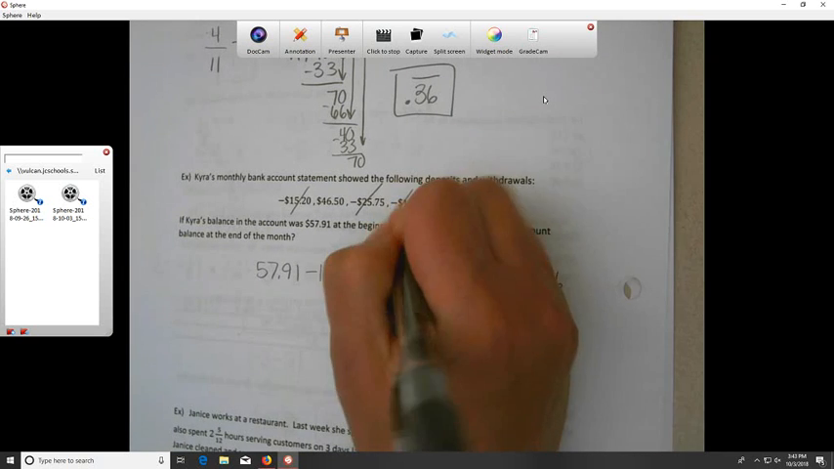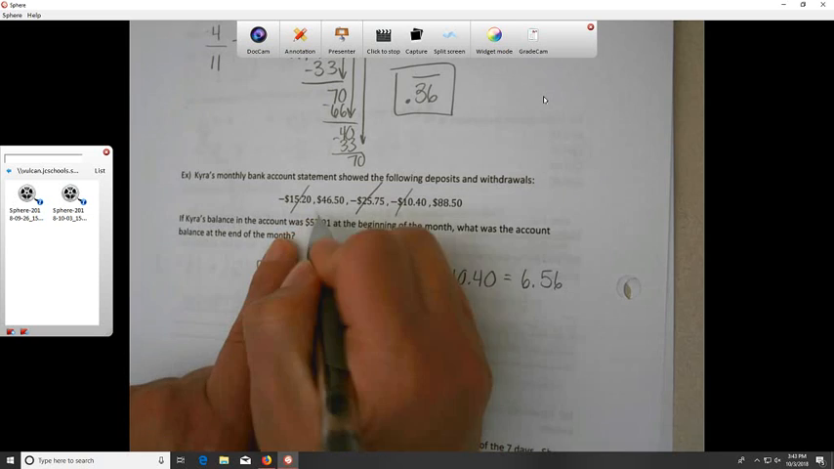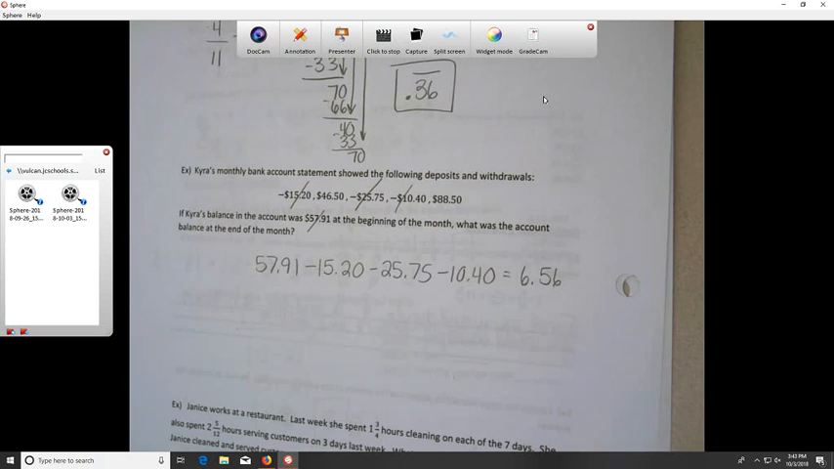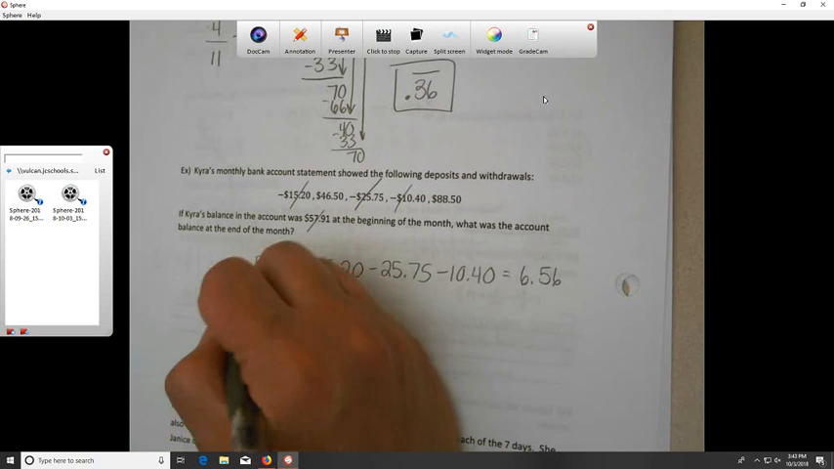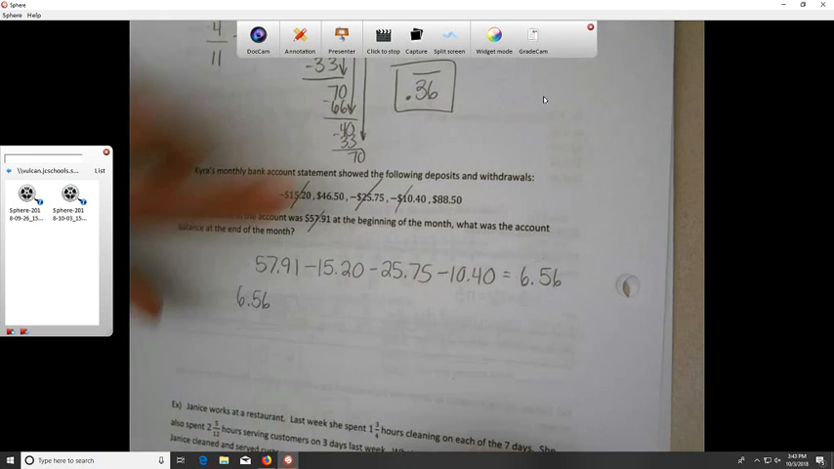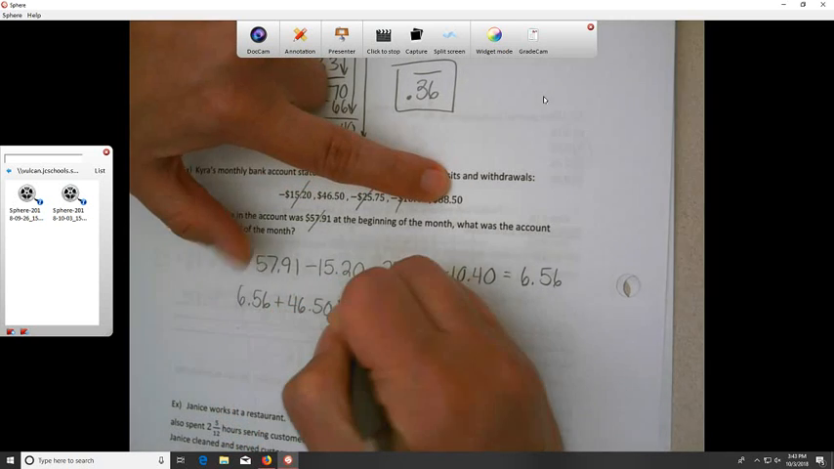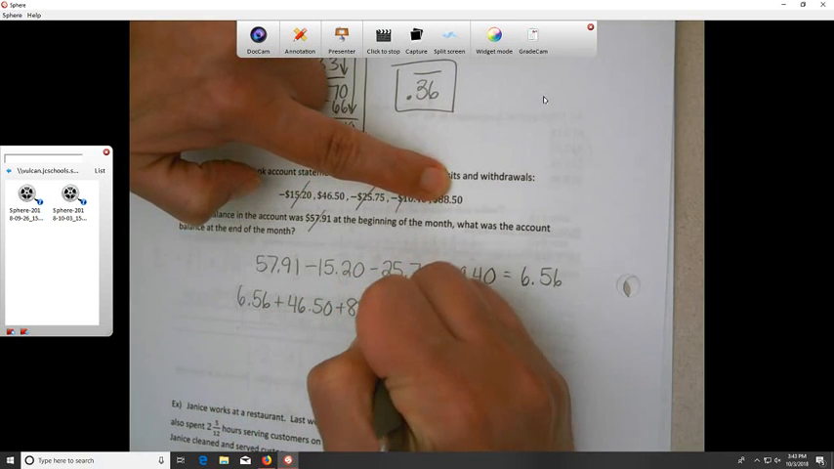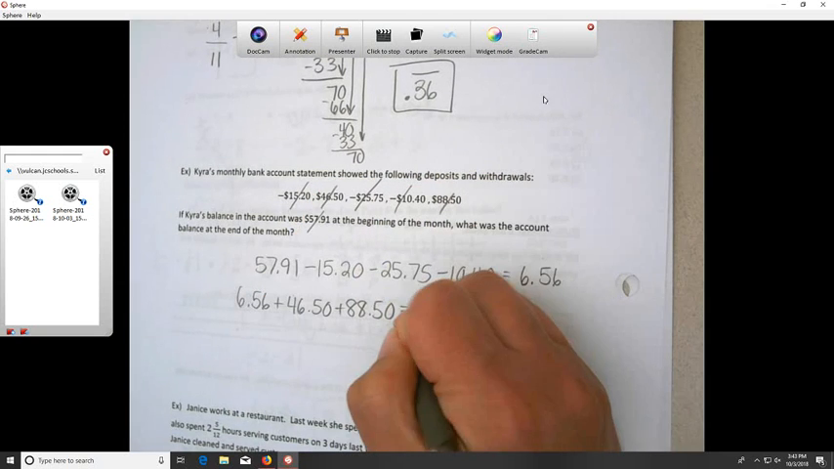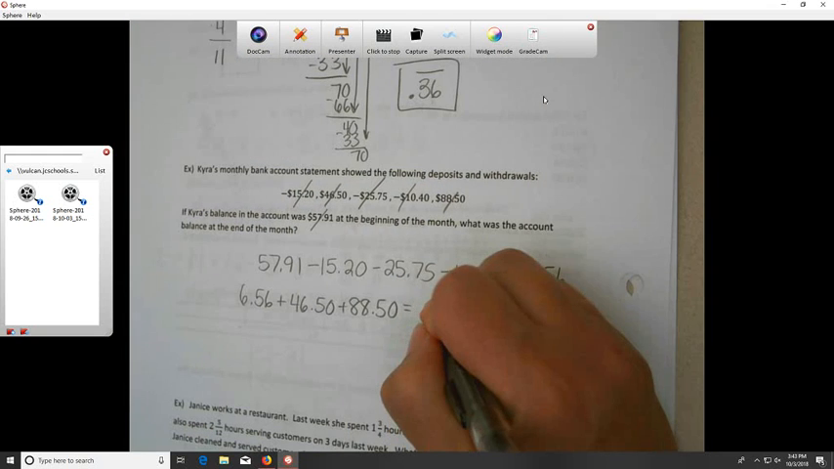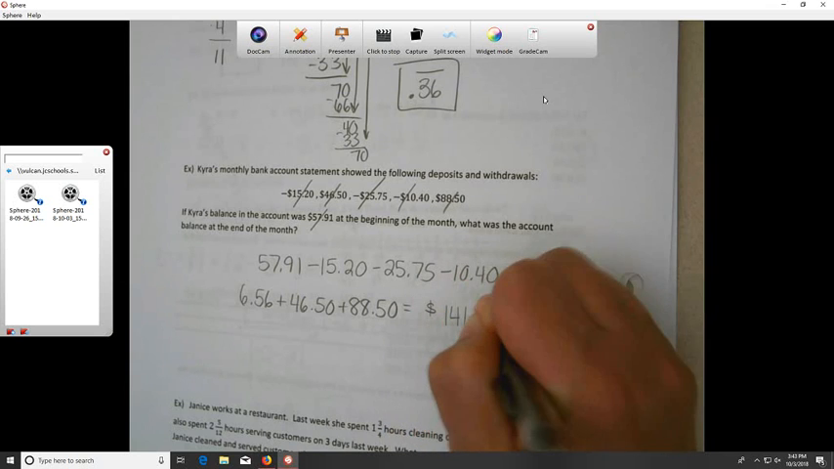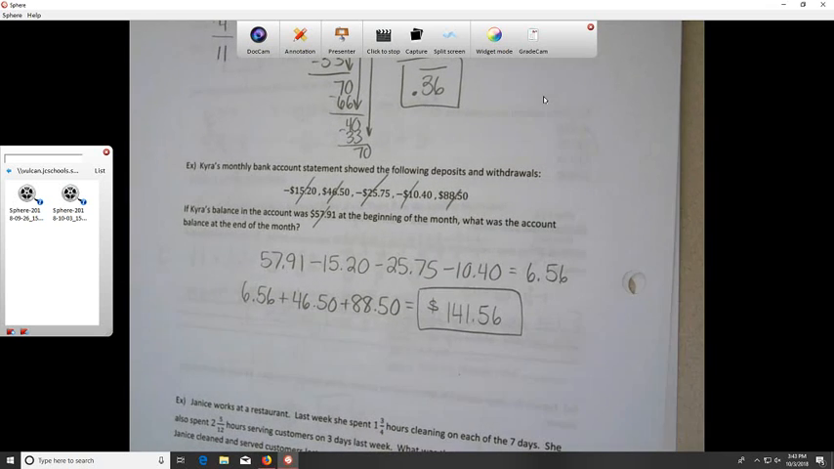All right, so that takes care of how much she had at the beginning and the money that she's spending. Now we need to add back the money that she's depositing. So now I'm going to do $6.56 plus $46.50 plus $88.50. And then that takes care of those. If you add all that on your calculator, you're going to end up with $141.56 in the account.